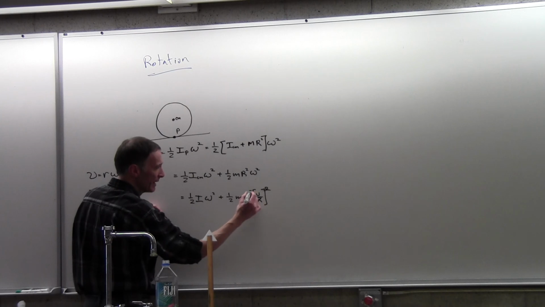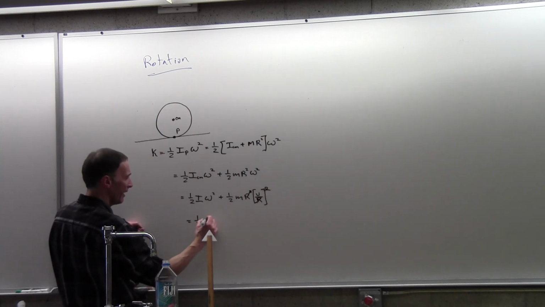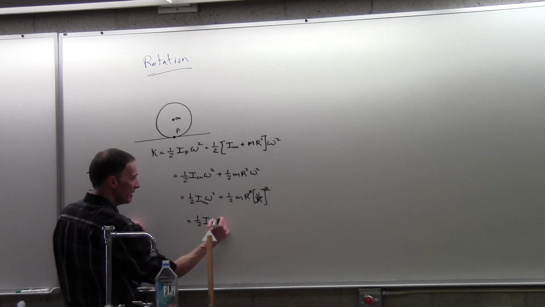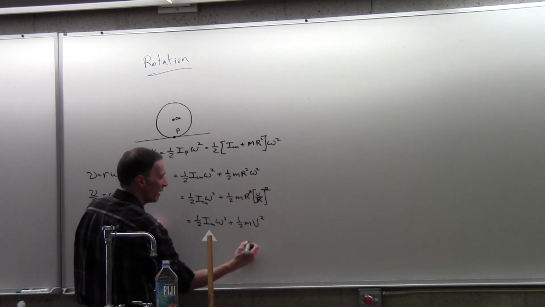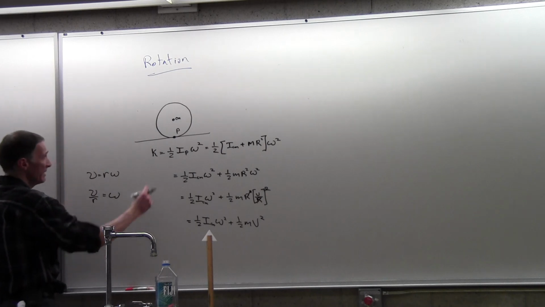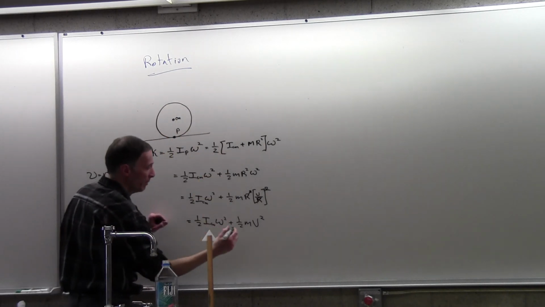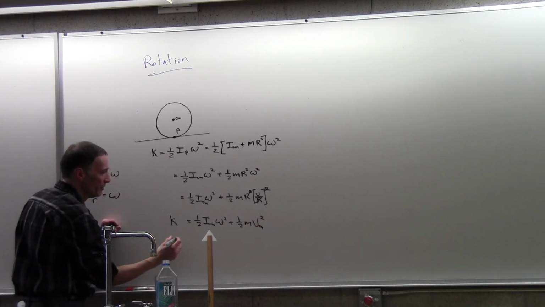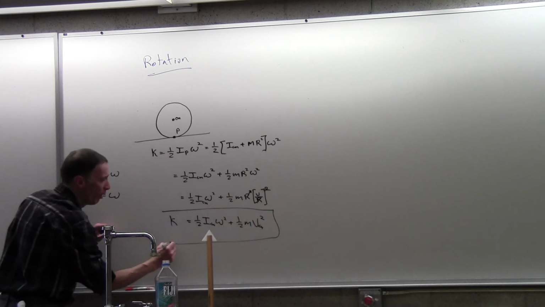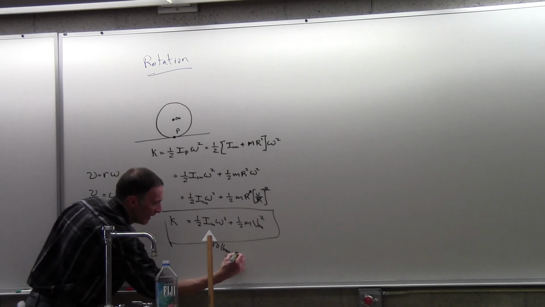These r squareds are going to knock off, and I'm going to have a 1/2 mv squared. So this is a 1/2 I, and this I is about the center of mass, let me emphasize that, times omega squared, plus 1/2 mv squared. And that v is the velocity of the motion of this thing. The velocity of this thing along the direction of motion is the velocity of that center of mass. And that's the kinetic energy. Now this is something we call rolling energy.